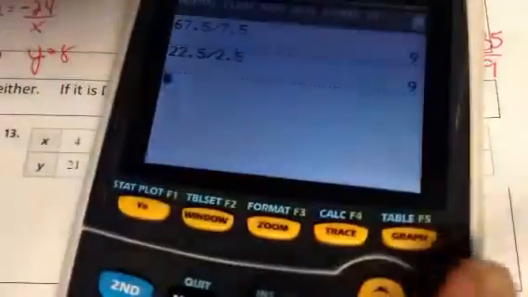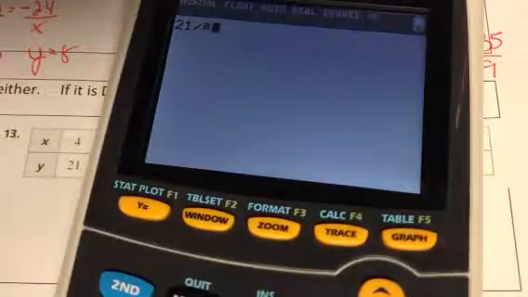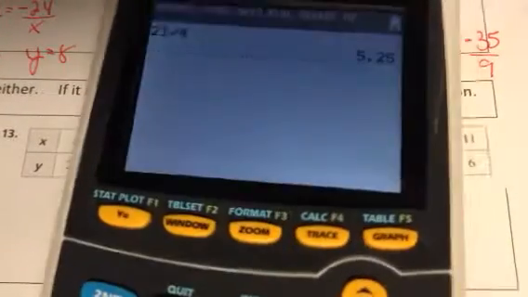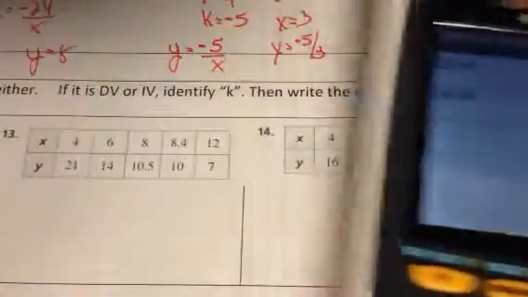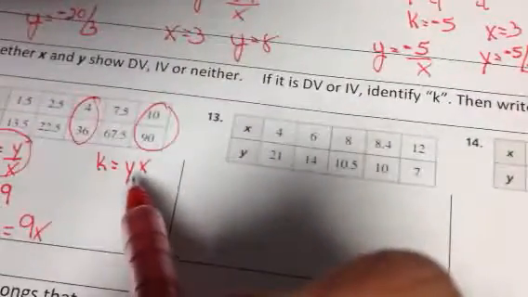21 divided by 4, none of these divide easily, so 21 divided by 4, I get that. 14 divided by 6, I get a different number. So it's definitely not direct variation. So then what I'll try is the other one, multiplying them.